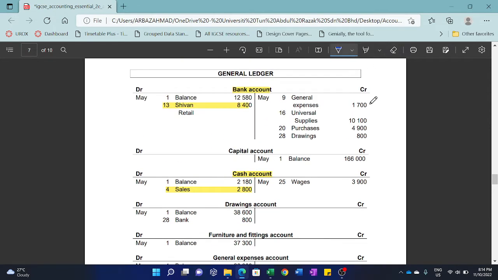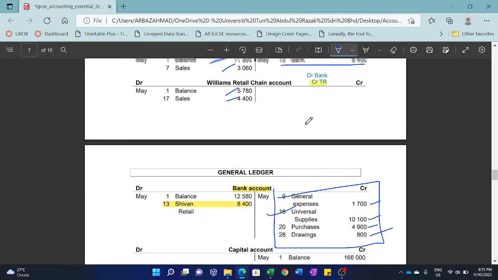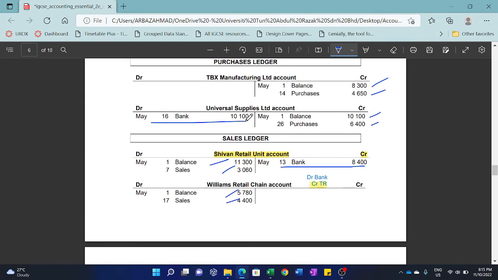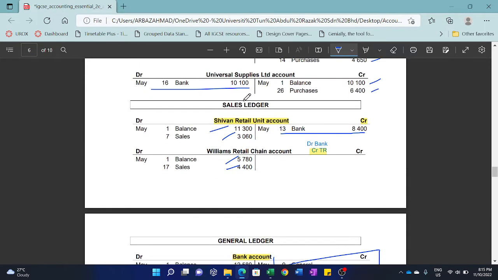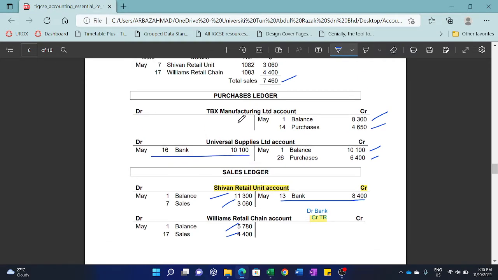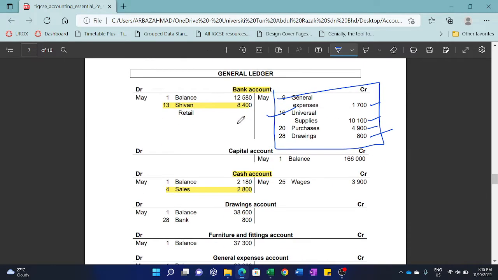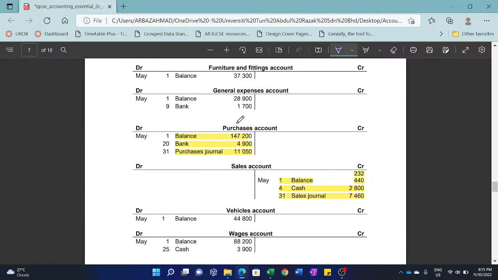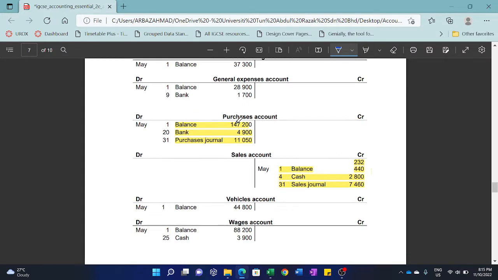You can check. Did you get it right for general expense? Did you get it right for universal supplies? Did you get it right for purchase? Did you get it right for drawings? If these are all credit in other accounts, you know it's going to be debit, right? For example, let's take universal supplies. Let's find our universal supplies here. If you know this one is credit, this one is going to be debit. So if you want to check your answer, pause the screen, go through the answers slowly, understand them, and then we can move on, right?